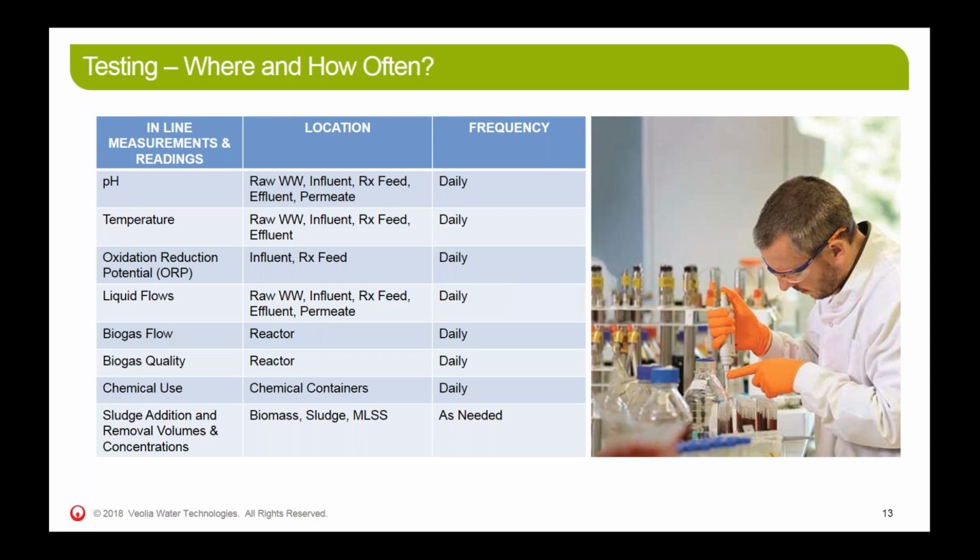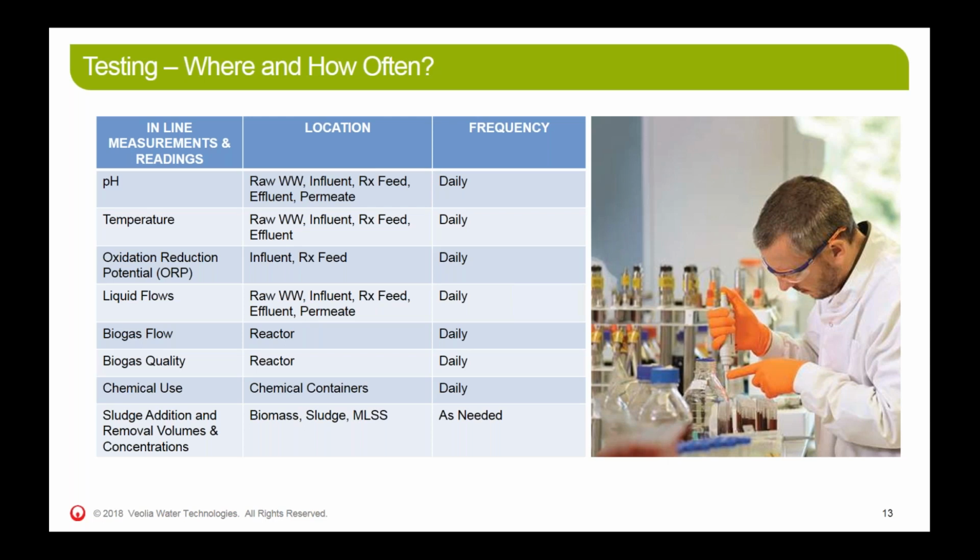Similar for the oxidation reduction potential, in that it's measured all the time. But we really only need that on the influent and the reactor feed. The liquid flows that we measure are the raw wastewater, the influent, the reactor feed, the effluent, and or permeate. And again, that's daily inline measurements. The biogas flow off the reactor is measured all the time, daily, off the reactor.